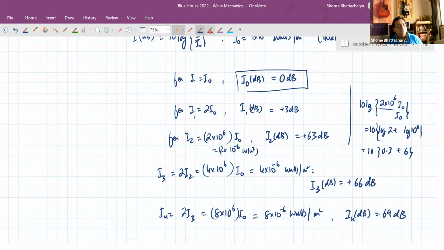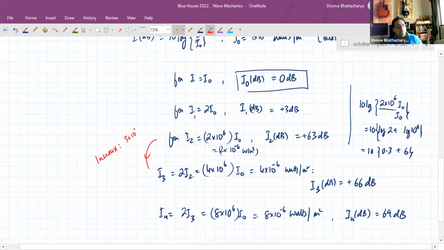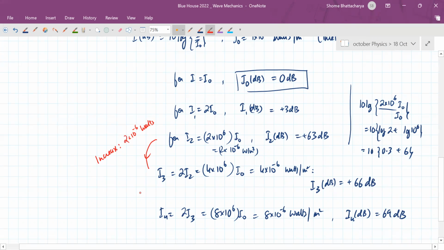One thing you can notice is that when you are increasing the intensity from I2 to I3, the increase in intensity in the watts per meter square scale is a factor of 3 into 10 raised power minus 6 watts per meter square. Because you've gone from 2 into 4 into 10 raised power minus 6.